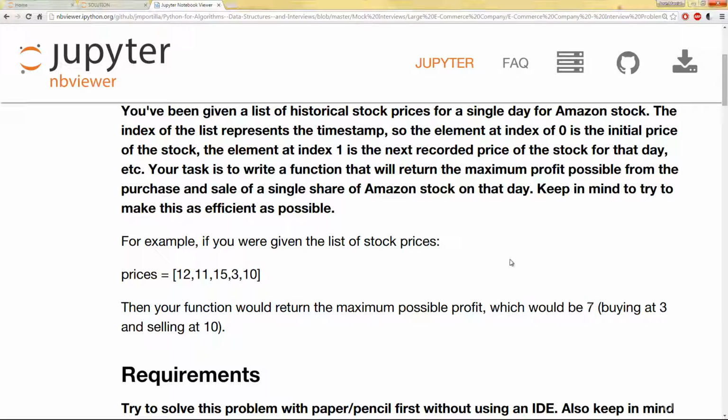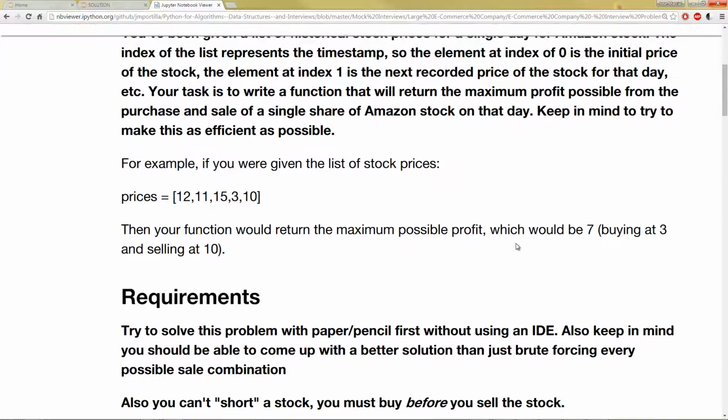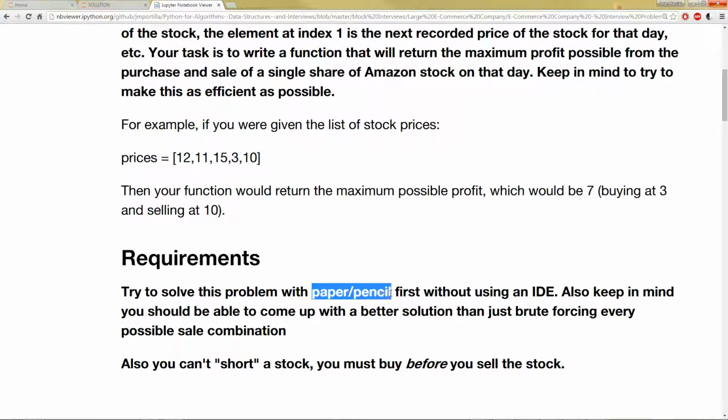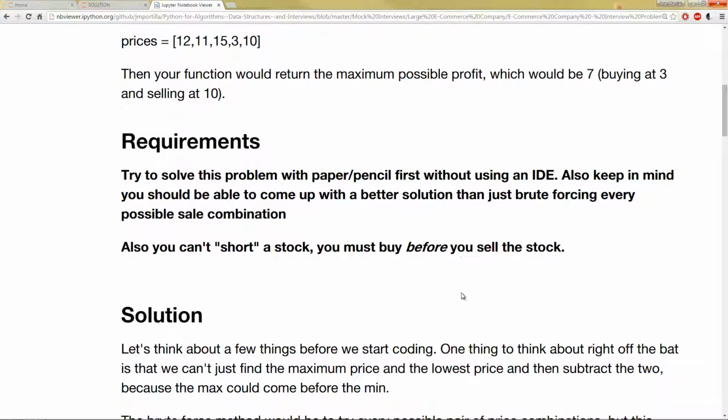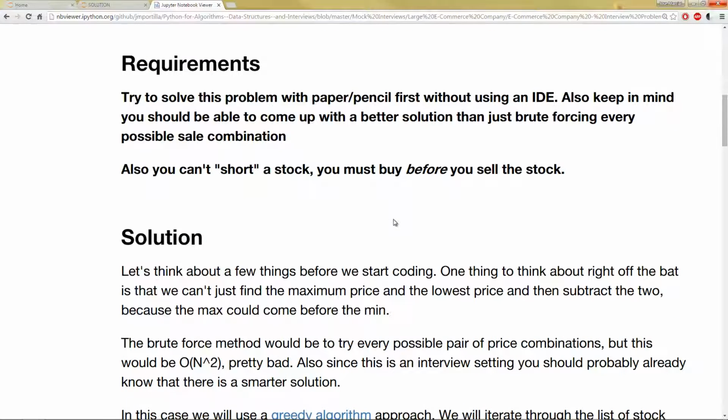Alright, so let's go ahead and discuss a few things before we start coding this out. Again, you should have tried to solve this with paper and pencil first. In this solution explanation, I'm actually going to code stuff out so the syntax is clear of what we're doing. But again, you should have done this with paper and pencil first, or on a whiteboard, since it's going to be the most common way to explain these problems in a real interview scenario.